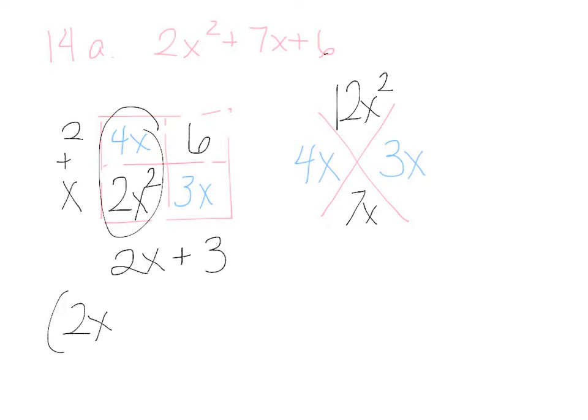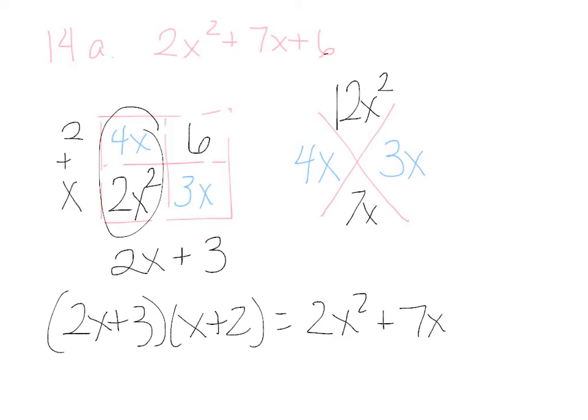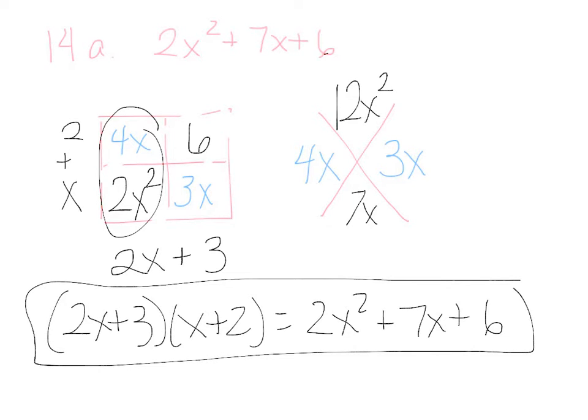So our product, 2x plus 3 times x plus 2, is equal to our sum, 2x squared plus 7x plus 6. So we have the product and we have the sum.